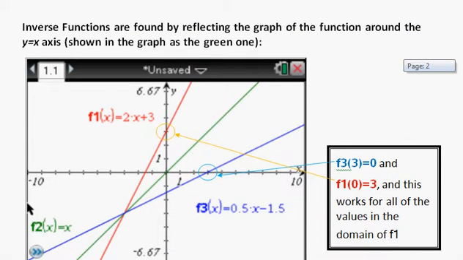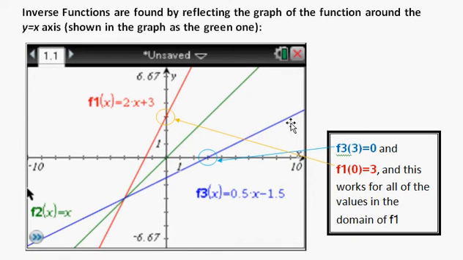So inverse functions are found by reflecting the graph around the x equals y axis. Now if I graph this green line right here, that is the graph of y equals x. And I'm going to call that the x equals y axis or the y equals x axis, either one. It just means that every value 1, 1 is on it, 5, 5 is on it, 6, 6, negative 8, negative 8. Those are the points that are on that line. So that's the green line that I put on there first. The red line is my function that I graphed.